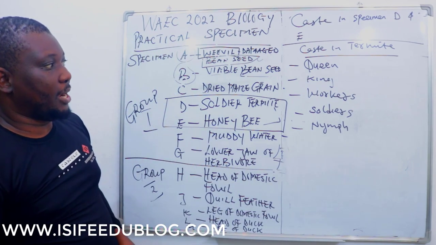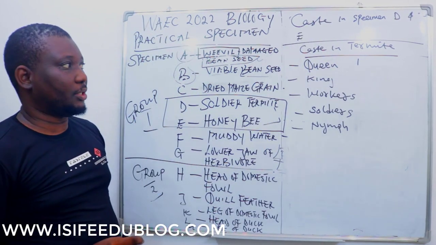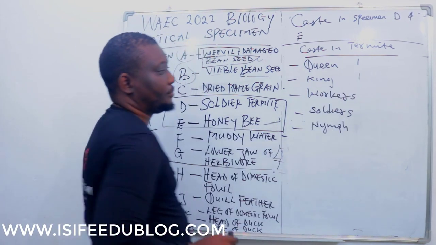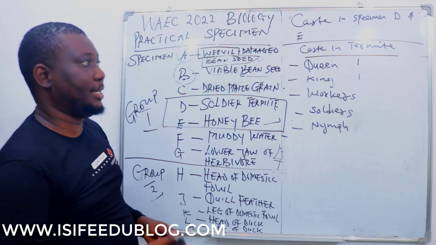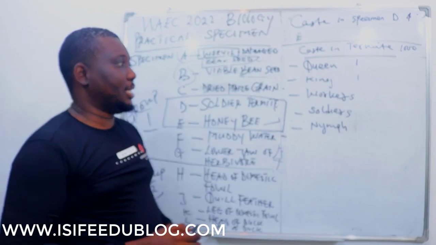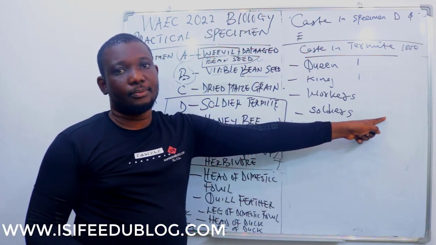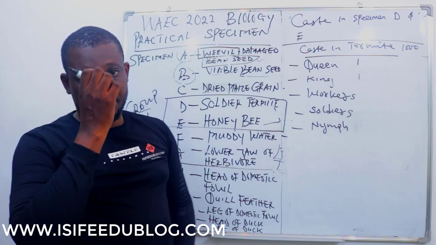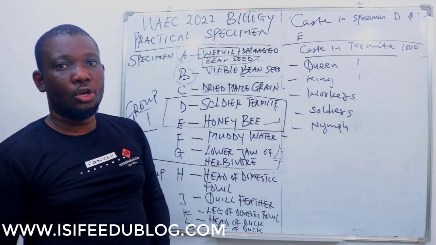In any case of termites, there is always one queen. In the termitarium, only one queen is found. One king. Then the total number of termites in a termitree, in an anthill, is around 1,000 or above. So out of 1,000, one will be king. 5% of 1,000 will be soldiers. You do the calculation of 5% of 1,000. The rest will be workers and nymph. So there are more workers than any other members of the colony.